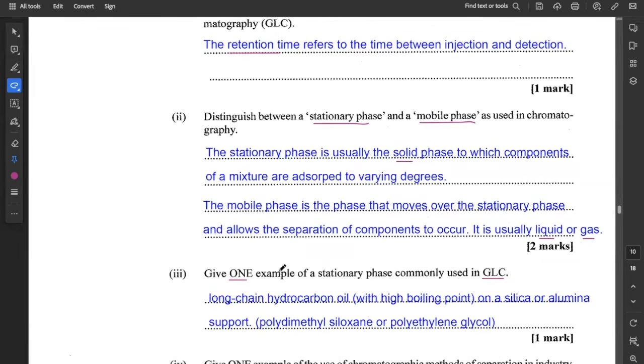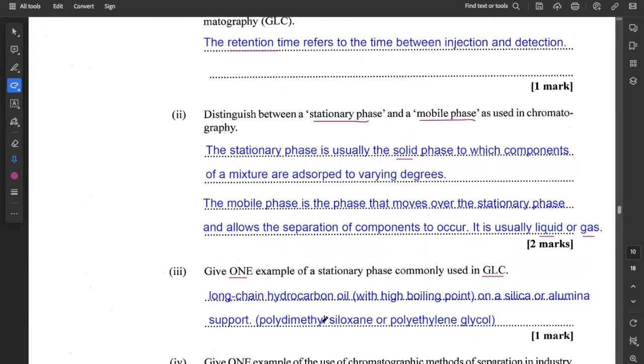That's typically how the GLC stationary phase is structured. And so if they want a very specific example, we could say polydimethylsiloxane. This one is called PDMS for short, right? That forms our stationary phase in GLC, or PEG, polyethylene glycol. Okay, so these are some commonly used stationary phases in GLC.